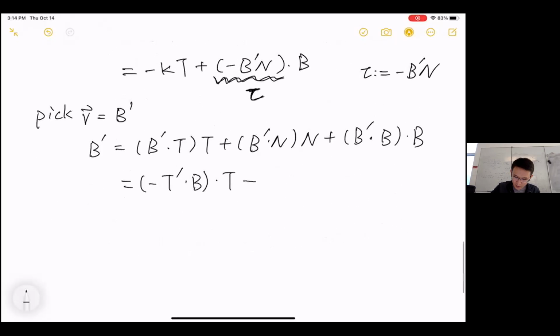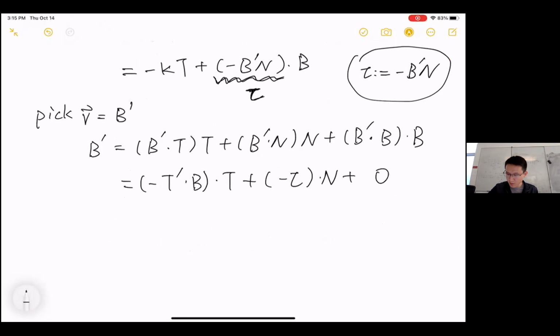For the second one, in this case we don't need to change it. We just keep it there. Or we can also simply write it as negative tau, because we have defined tau here. This is negative tau times N. This one is 0, right? For the same reason, we have B prime dot product with B.